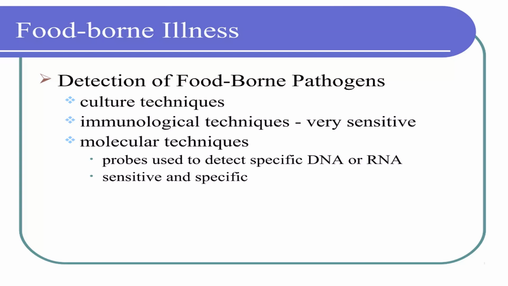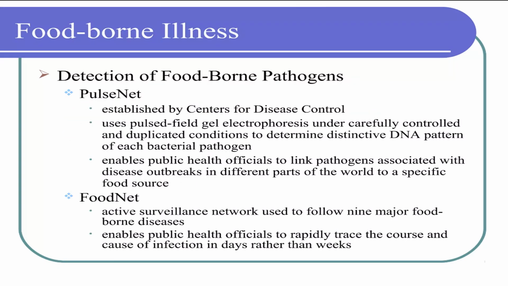Detection of foodborne pathogens: culture techniques, immunological techniques, which are very sensitive, and molecular techniques. Probes are used to detect specific DNA or RNA, and they are sensitive and specific. PulseNet, established by the Centers for Disease Control, uses pulsed field gel electrophoresis under carefully controlled and duplicated conditions to determine the distinctive DNA pattern of each bacterial pathogen.